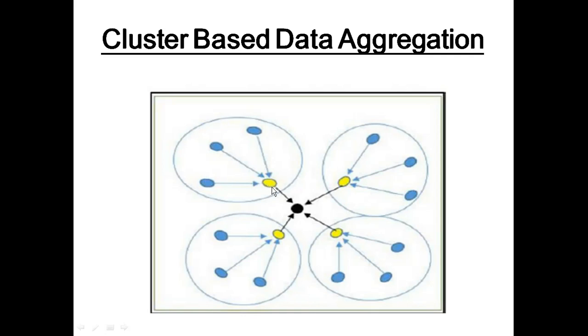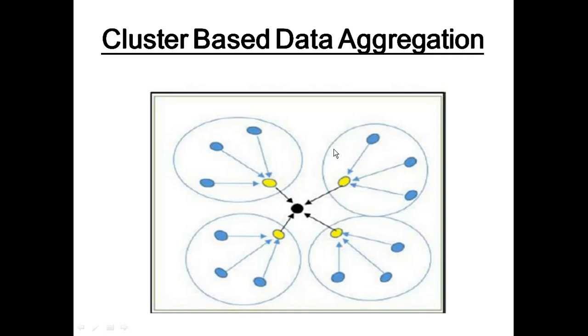The responsibility, or the role, of this yellow colored cluster head is to collect the data from these nodes, process it, aggregate the data, and then transfer it to the sink node. Again, every cluster head needs to perform the same work and transfer the data of all its source nodes to the destination. This is how the cluster-based approach is followed.